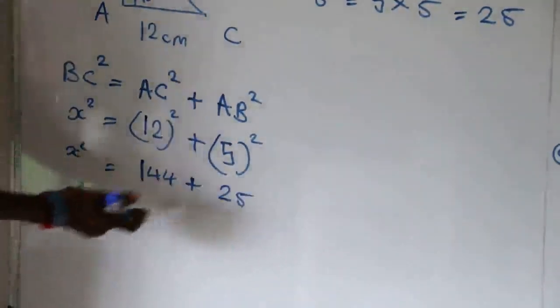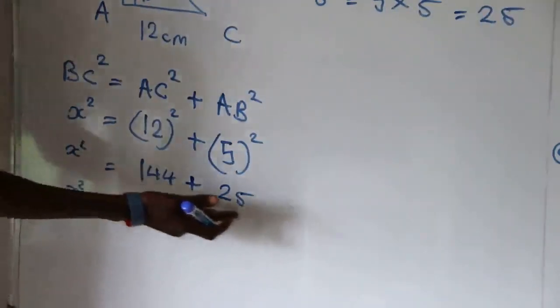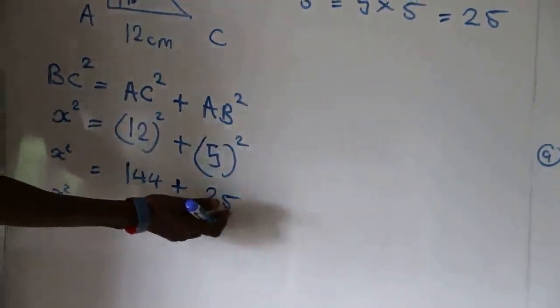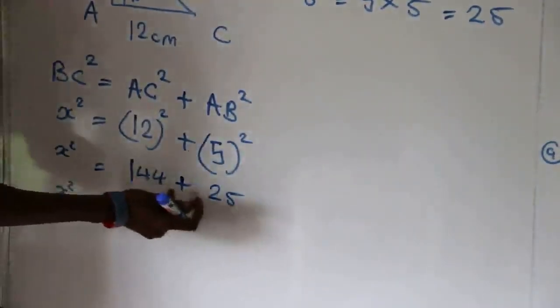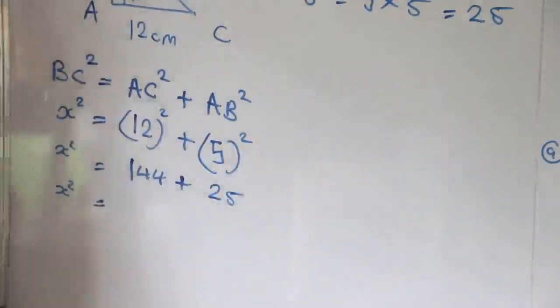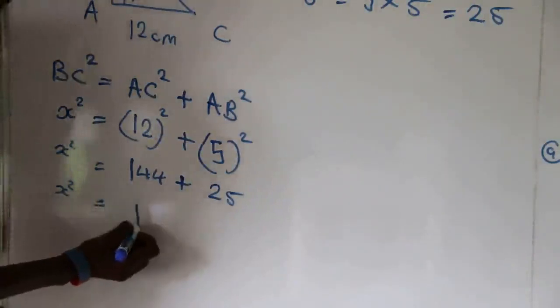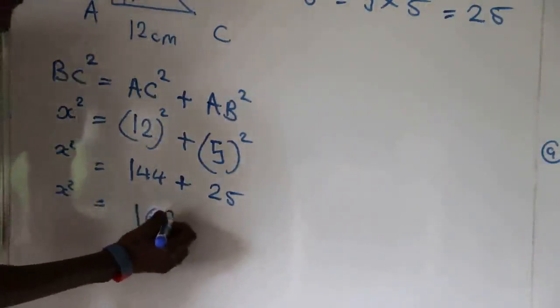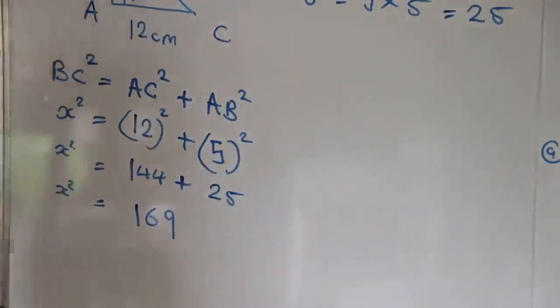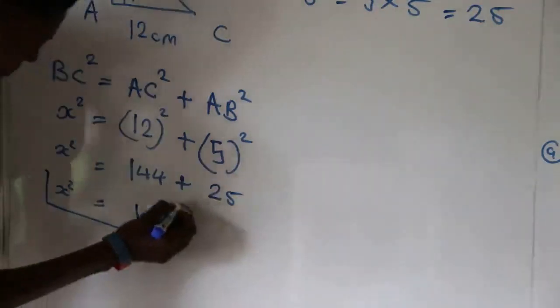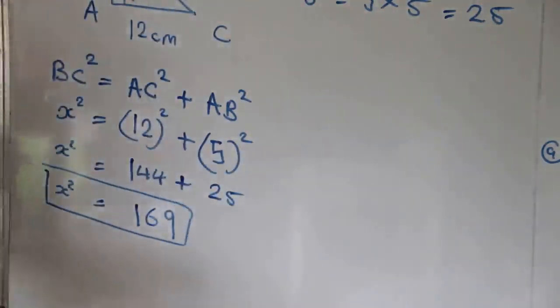Now let's do the simple addition here. 144 plus 25. If you punch your calculator, you will be having 169. 144 plus 25 is going to give us 169. Now we have simplified it. We have reached this extent now. But this is not the final answer.